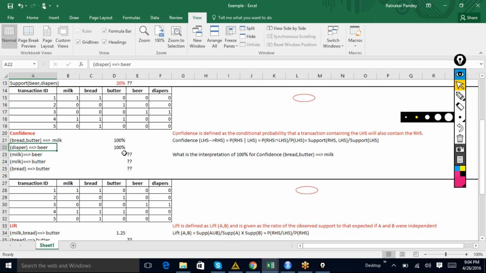Similarly, let's do it for diaper and beer. If I highlight the formula, how many instances are there where both diaper and beer are bought together? Just 1 divided by 5, that becomes my numerator, divided by the support of the left hand side, the instances where the diaper has been bought, and there is just one case, so that's 1 by 5. That makes it 100%, right? So this is how we define confidence. Any questions, guys, on how we are doing the calculation, or is it clear to everyone?